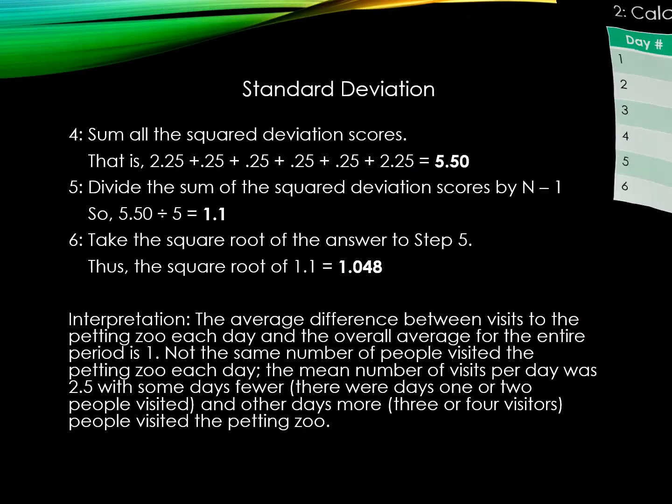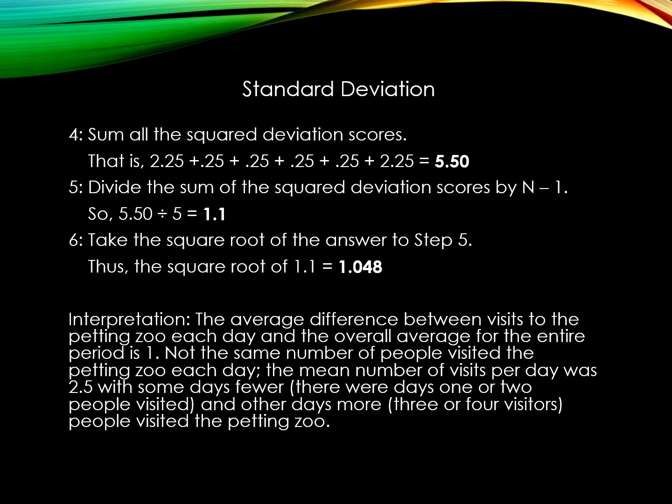So the next step here is we're going to sum all the squared deviation scores from 2.25 to 2.5 all the way to the next 2.25. So we're going to add all those up and we're going to get 5.5. Then we're going to divide that number by n minus 1. And remember, the total number of days is 6, so n minus 1 equals 5. So we're looking at 5.5 divided by 5 equals 1.1. And then if we take the square root of that, we're going to get 1.048. So 1.048 is our standard deviation.